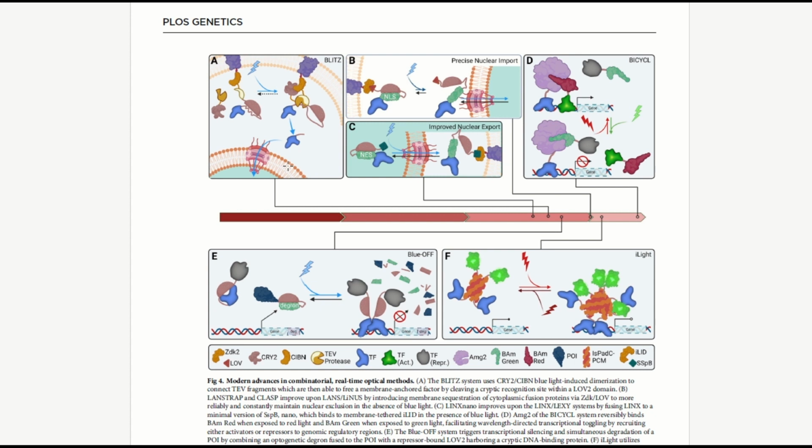dark conditions. A similar mechanism to PIXELS developed in the same study is optoDroplets, which uses Cry2. In optoDroplets, FUS-N is fused to Cry2 to form phase-separated droplets when blue light is applied to promote oligomerization of Cry2. LANS-trap and CLASP both improve upon the LANS system for LOV2-mediated nuclear import.